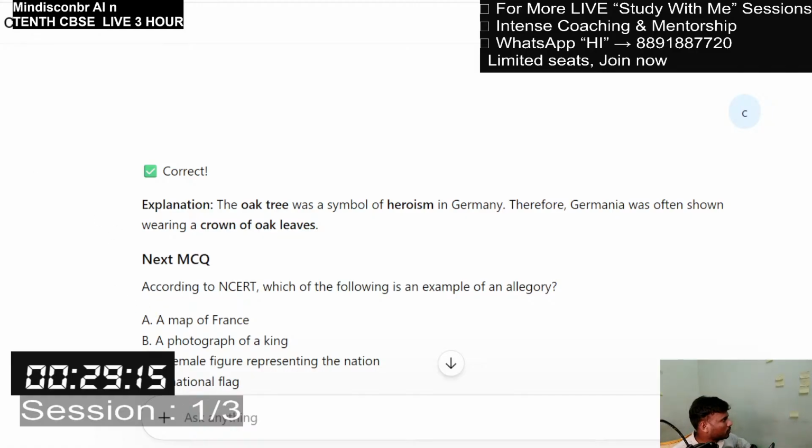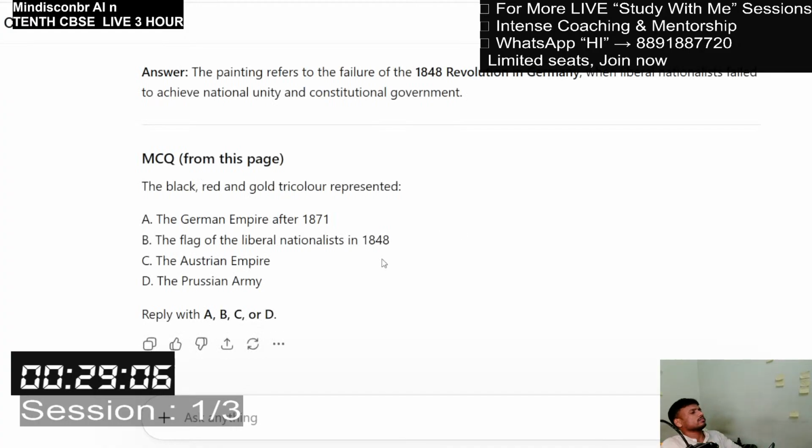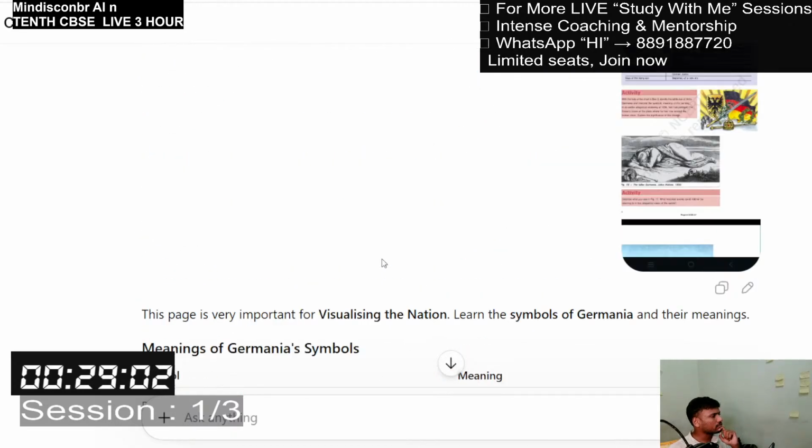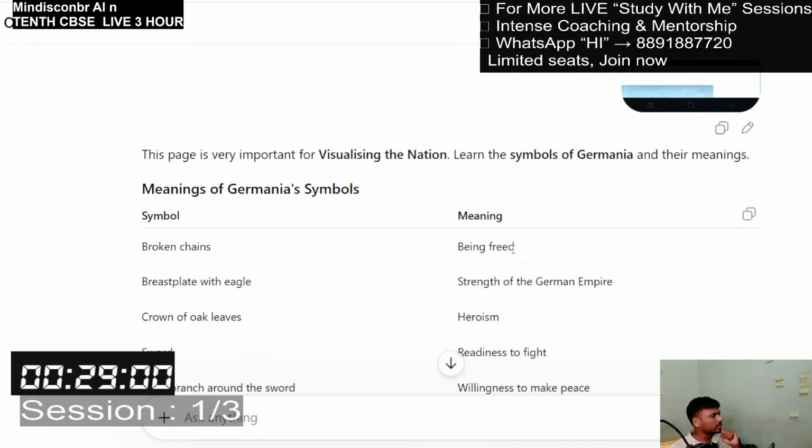We have one more page to study. This page shows the meanings of Germania symbols.